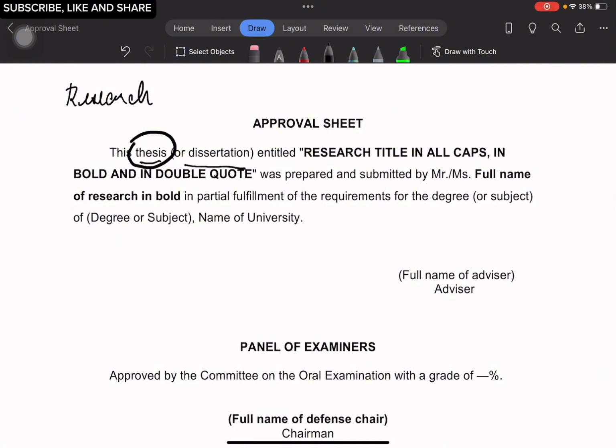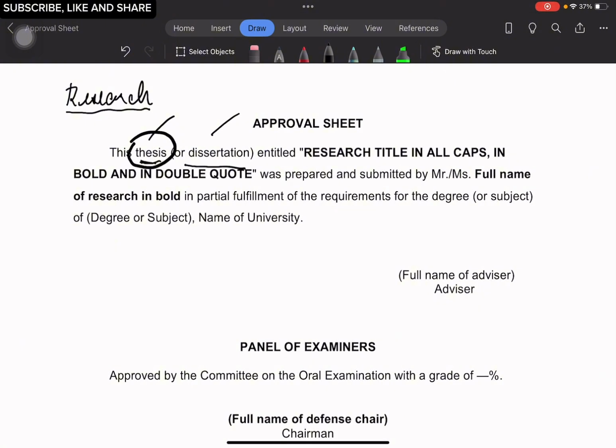If you are conducting this in the senior high school, then you can use the term research. Or if you are using the term thesis, even in the senior high school, then you can use thesis. If you are in the graduate school level and you are writing your research under your master's degree, then you can use thesis. And if you are in your doctorate degree level, then you will be using the term dissertation for your research approval sheet.